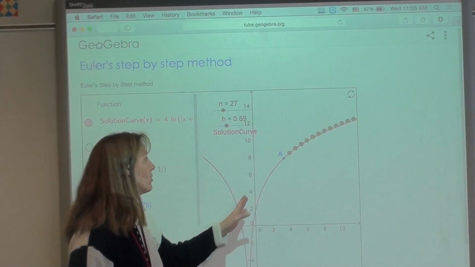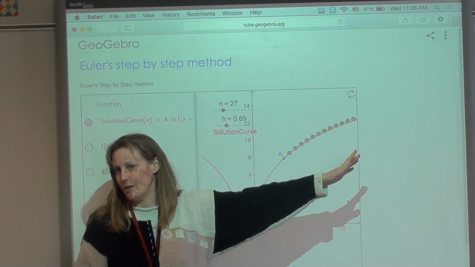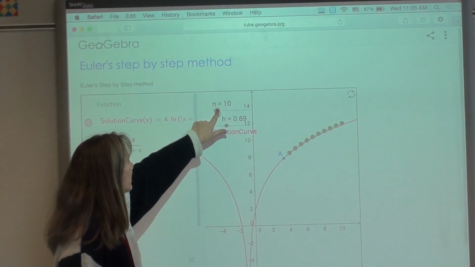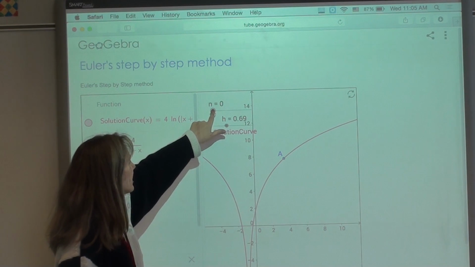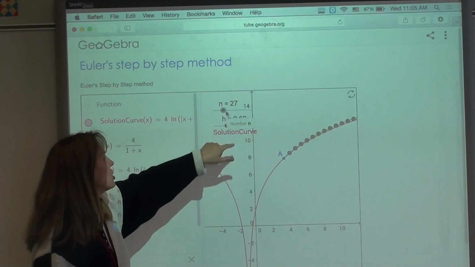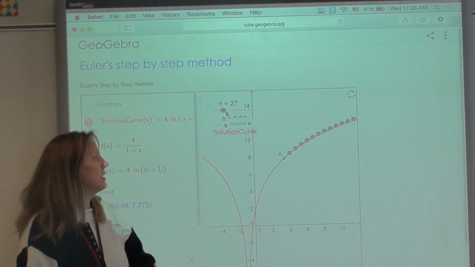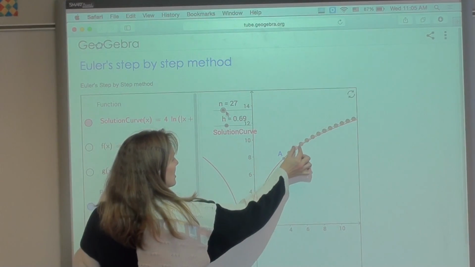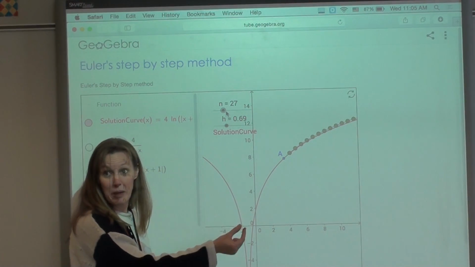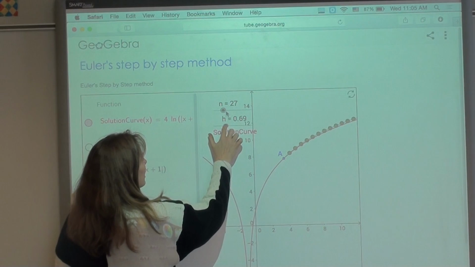So if we kept moving over, you'd see 27 dots, and then it would just stop. You can do less, you can do more, but it's not going to change anything. It's just how far out it goes. The h is like our delta x value. It's the distance from one x value to the next. The x values for Euler's method will always be evenly spaced, and they'll have to tell you what h is.